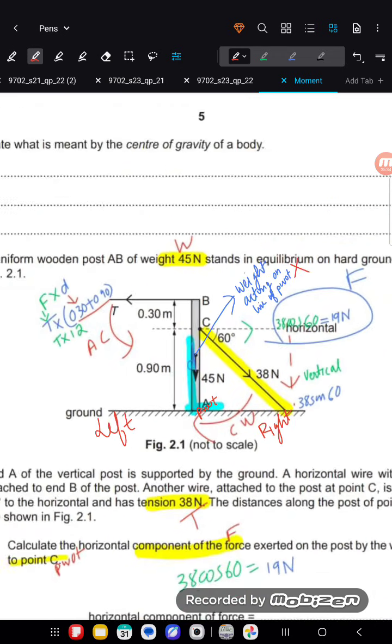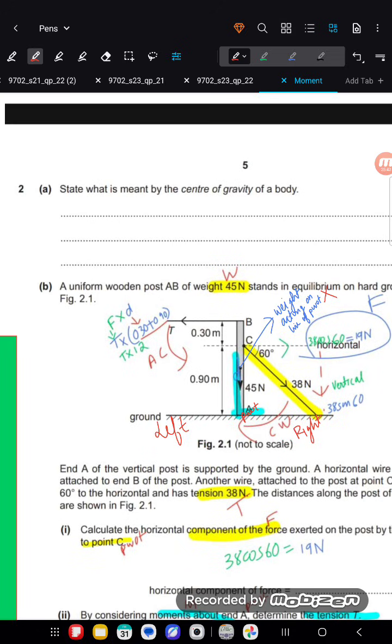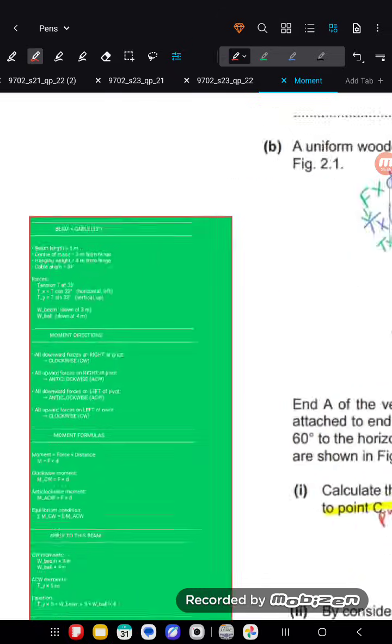Some pivot is in the middle. Some forces are acting on the right side, some forces are acting on the left side. So the right side force you will take as clockwise. The left side force you will take as anti-clockwise. Right. So please learn this thing.